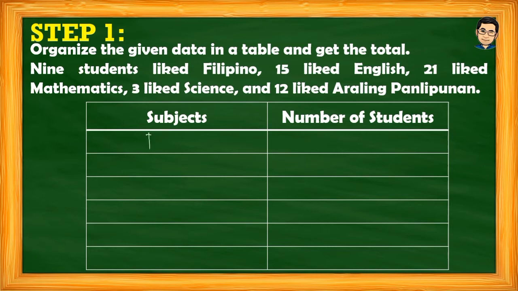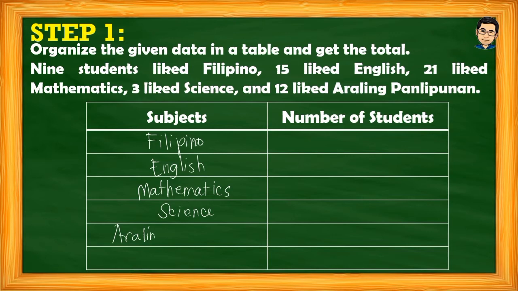So, Filipino, English, Mathematics, Science, and Araling Panlipunan. And then yung pinaka bottom row natin, pinaka ibaba, ilalagay natin dito is total.